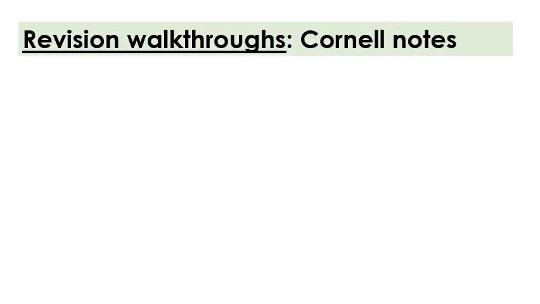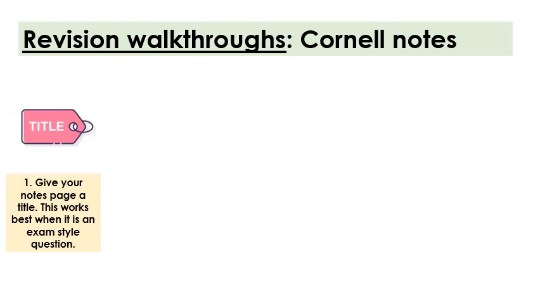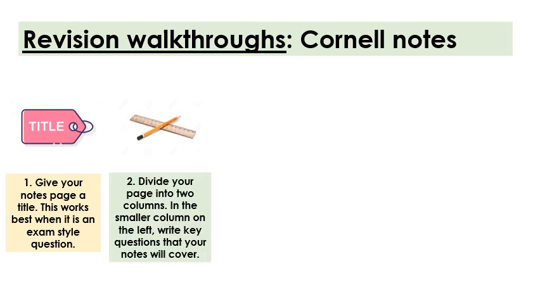Once students have chosen an appropriate revision resource, it's now time to begin revision in earnest and make some revision notes. One of the methods that we've used a lot in school and encourage students to use is the Cornell notes. In order to set up a Cornell notes page, firstly, the students would give the topic a title. This works best if it's an exam style question, as we're thinking in exactly the same way as we're going to have to retrieve that information later.